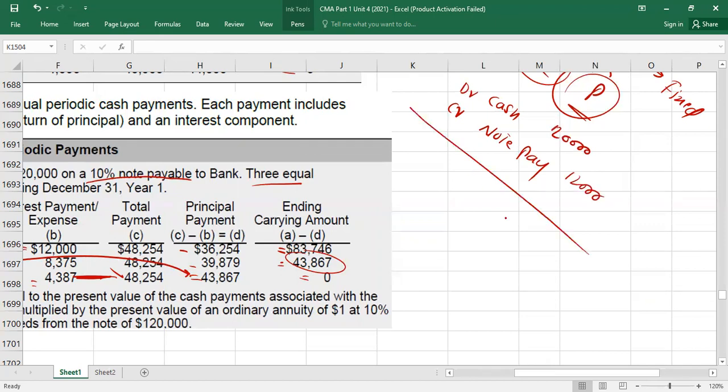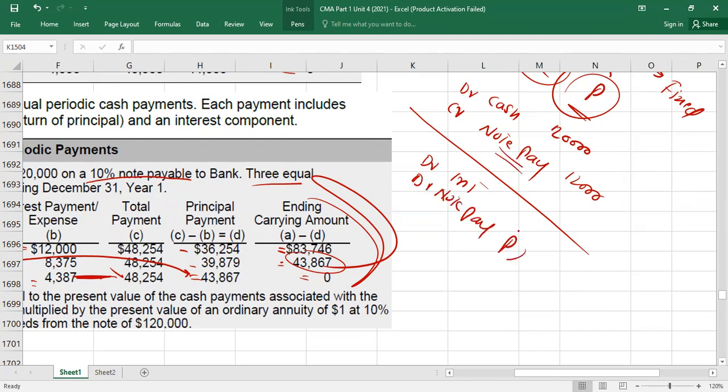And the year-end entry, what will you pass every year? Because first you need to prepare this schedule. So you will debit interest expense, picking the value from every year. You will debit note payable with the principal value. And you will credit cash with the installment value. Understood? Clear, guys? I hope it is clear.